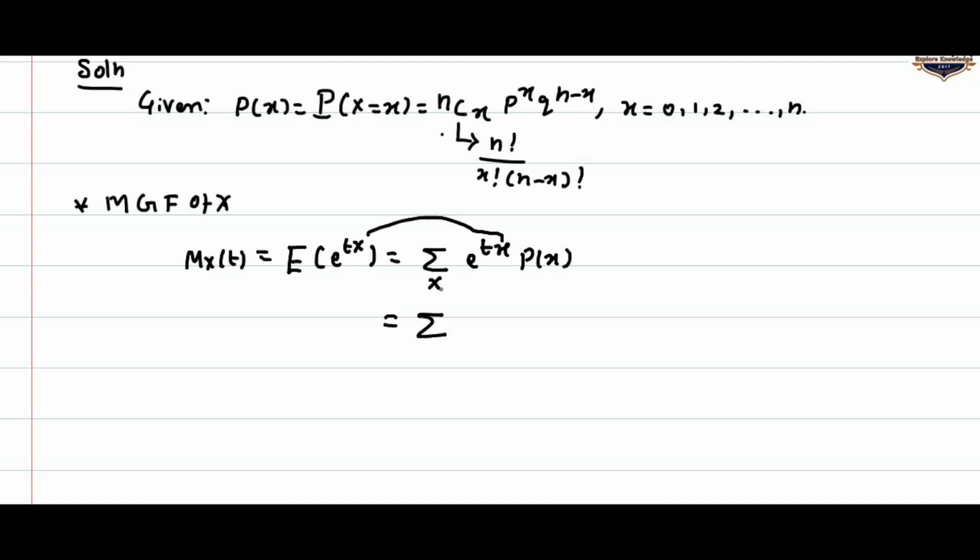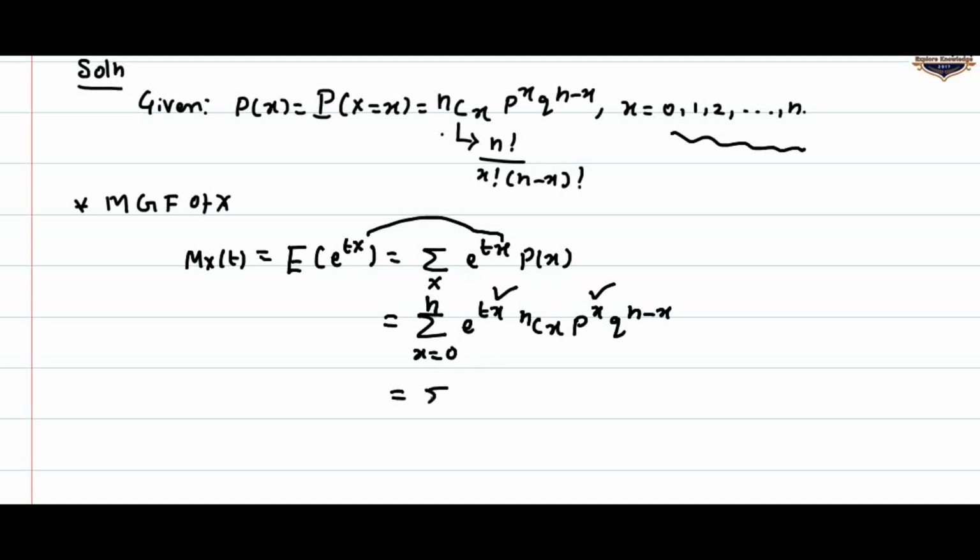Now what is the given limit? Capital X equal to small x, and the small x values are 0 to n. So we consider the summation from x equal to 0 to n of e^(tx). What is p of x? That is the given binomial distribution function, nCx p^x q^(n-x). Now I am going to arrange the power terms. Here power x is there, and here also power x is there.